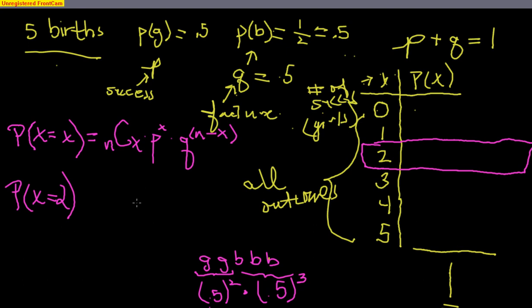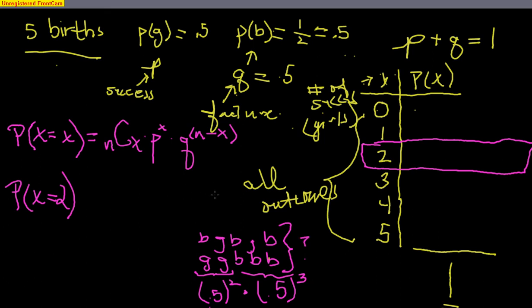How many different ways can you have 2 girls and 3 boys? Well, if you remember from what we were doing in class, for example, this is one arrangement. You could have 2 girls and then 3 boys. Or you could have a boy and a girl and a boy and a girl and then another boy. So there's lots of different ways. In fact, how many ways?